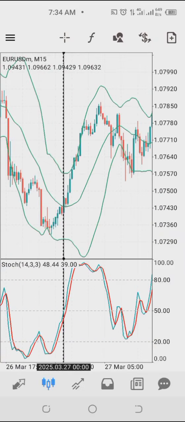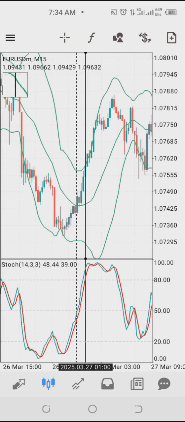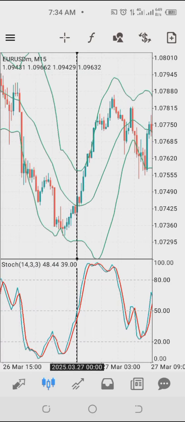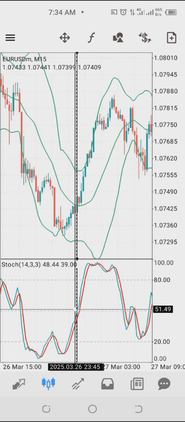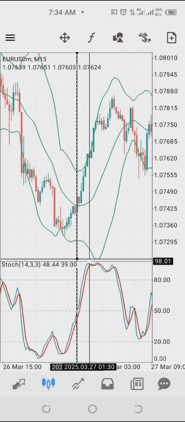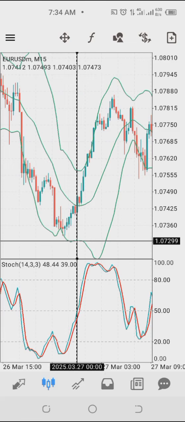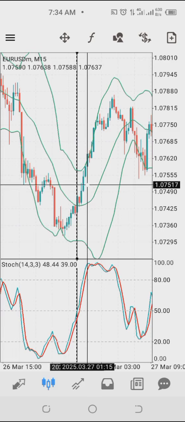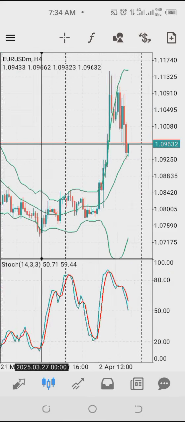On the M15 time frame, remember what I said, the stochastic oscillator must touch levels 50. That is when you can confidently enter the trade. And then where do you place your stop loss? Just below the low of the last candle. And then where do you target? Take as your target, take profit.